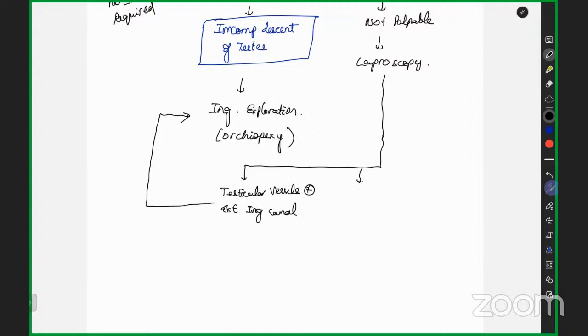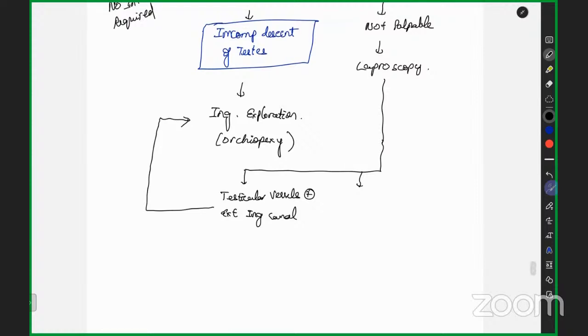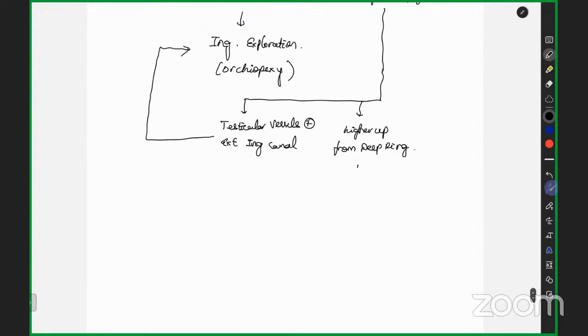going to be visualized in the deep inguinal ring. So it is higher up from the deep ring. Since it is higher up from the deep ring, what are you going to do? You're going to do orchiopexy only. Again, you're going to perform orchiopexy, but this is going to be a two-staged orchiopexy. This two-staged orchiopexy, you call it as Stephen Fowler orchidopexy. Please write it down, guys.